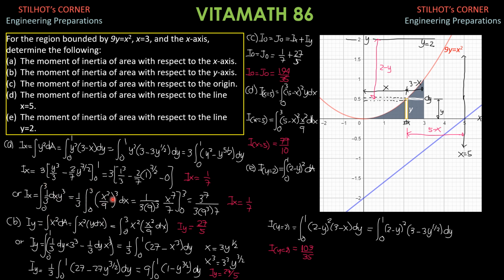Then we replace y by x squared over 9, quantity cubed, dx. So that would be 1 over 3 times 9 cubed. x to the 6, the integral of x to the 6 dx is x to the 7 over 7, from 0 to 3.